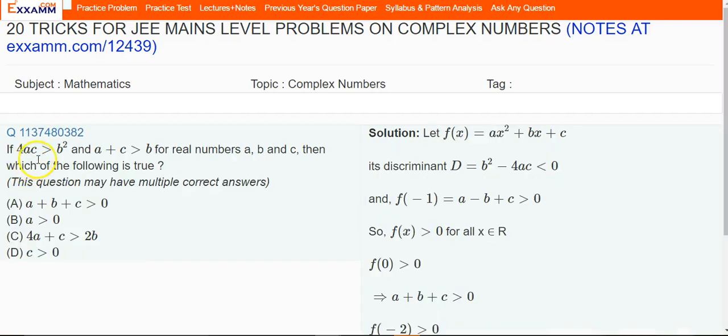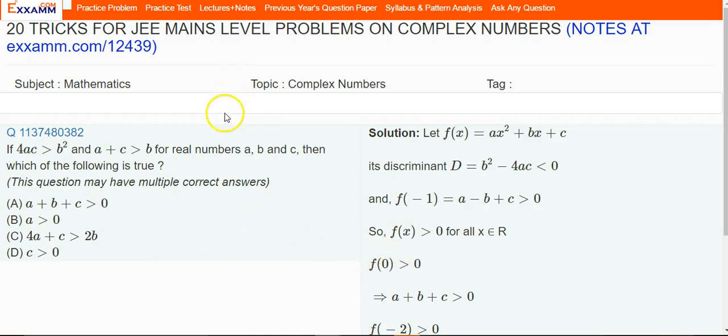Now in this problem, 4ac is given to be greater than b square, for a quadratic equation ax square plus bx plus c equal to 0, and a minus b plus c has been given to be greater than 0. Then we are supposed to find which of them are correct. And see, 4ac minus b square greater than 0 means roots are imaginary. It means the quadratic equation with a, b, c being real would be a parabola not touching the x-axis anywhere.